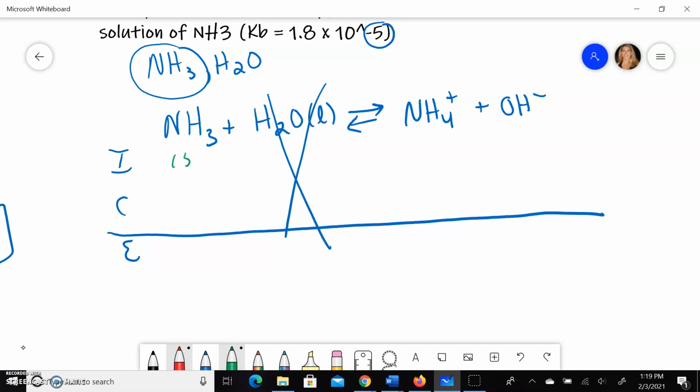And let's see what we got. We have 15 molar here, 0 here, close enough to 0 here, we get a little bit from water. Shift it towards the products, and we have 1-to-1 mole ratios.